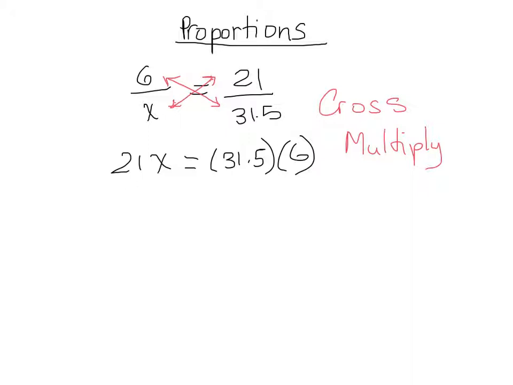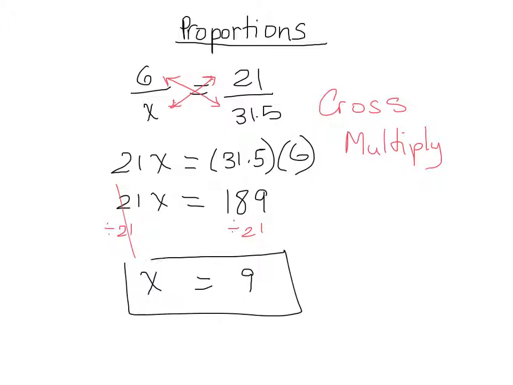We rewrite 21x because we don't know what x is. We simplify the other side by plugging it into our calculator or doing it in our heads, and we get that 31.5 times 6 is equal to 189. Again, we're trying to solve for x, so we divide both sides by 21 to get rid of it on that side, and we get that x is equal to 9. And so that's how you work with a proportion.